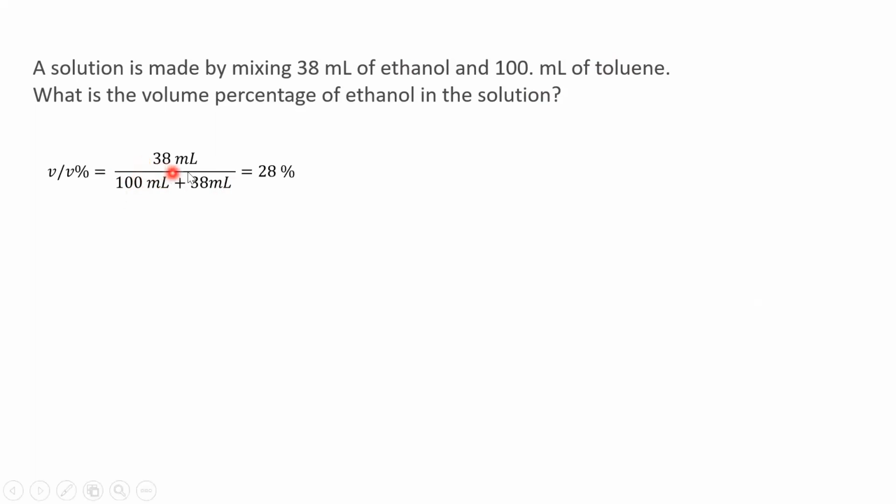But for this problem, we've got 38 milliliters of ethanol, and we've got 100 milliliters of toluene and 38 milliliters of ethanol. It actually doesn't say times 100. It should say times 100 here. And that tells us it's 28% by volume ethanol in the solution.